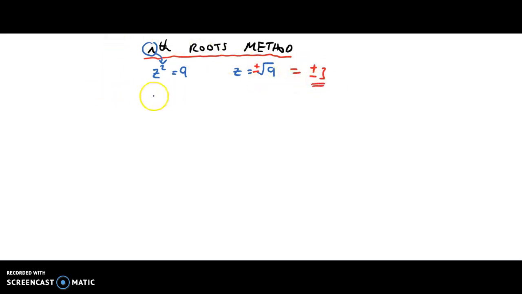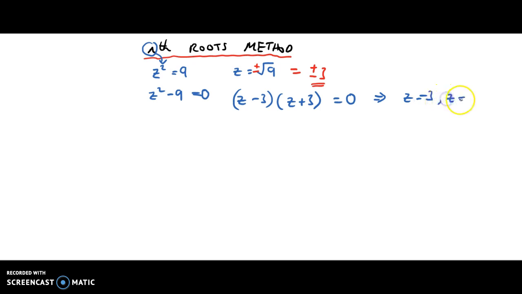We could also do that same question by factorizing. From here we could go z squared minus 9 equals 0, and we can factorize that into (z minus 3)(z plus 3) equals 0, which implies, using the null factor law, that z equals 3 or z equals minus 3, which is still the same answer as up here.